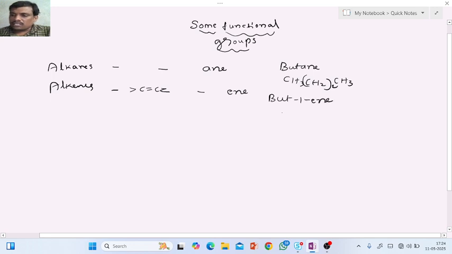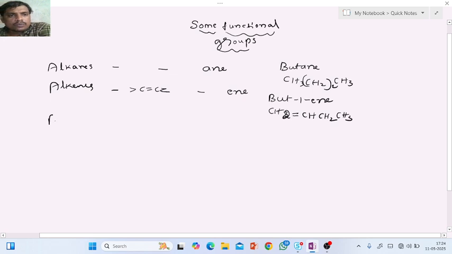Ene is the best example. CH3, okay, but-1-ene: CH2 double bond CH, CH2, CH3. But-1-ene, that is alkenes. After that, let us take one more example, alkyne.